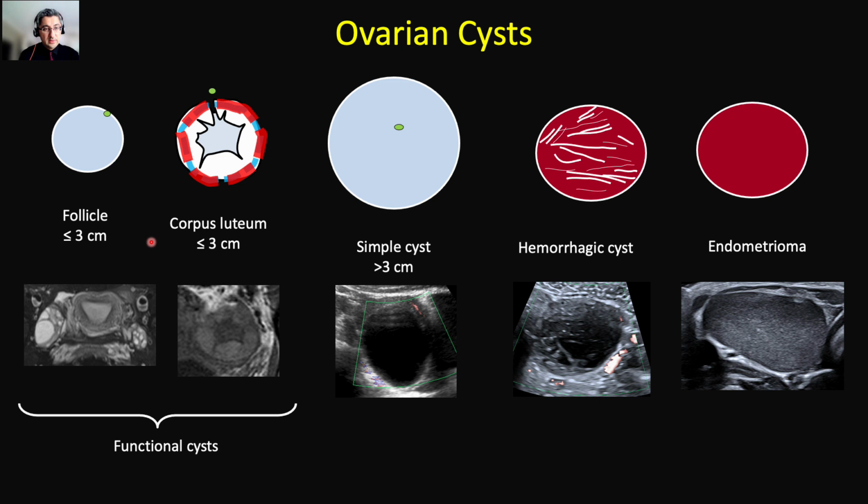So how do they look on imaging? A follicle is up to 3 centimeter, very common. We see them in all children. These are functional cysts. Corpus luteum cyst is thick-walled, as you can see here. It has a typical appearance and small, 3 centimeter or under. And simple cyst, no solid component, no vascularity, anechoic. Hemorrhagic cysts are not simple. They have the reticular content. This is a typical appearance of hemorrhagic cyst, and endometriomas are usually homogeneous hemorrhagic cysts and very rare in children.